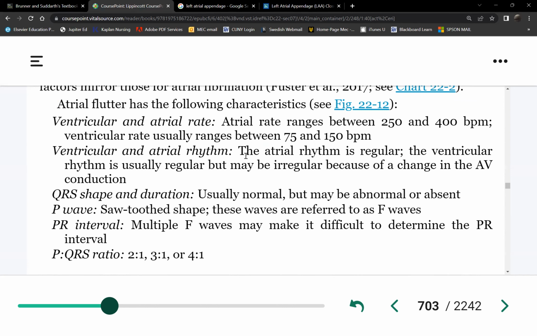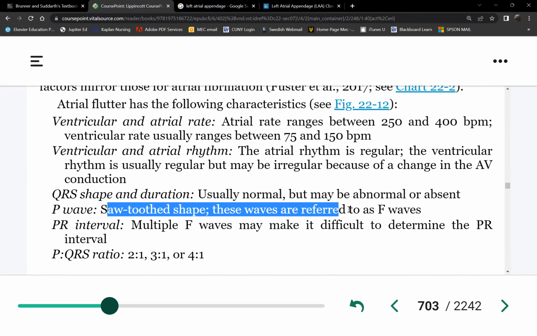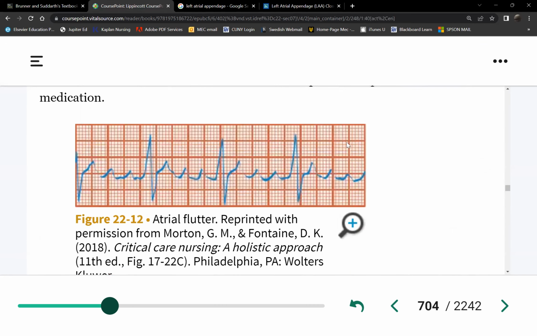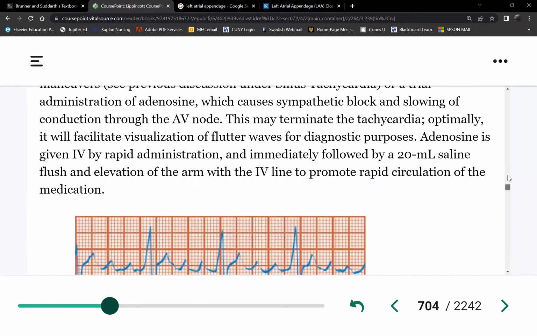Because this is atrial flutter, do you see P waves? There are no P waves here. What you'll see instead is a sawtooth shape. We call them again F waves, or flutter waves. This is a flutter, so definitely different compared to AFib.